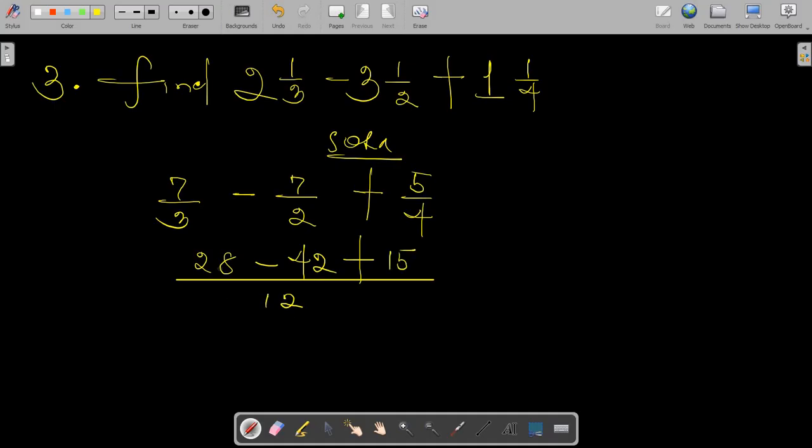So in that case, 28 minus 42, that is going to give us negative 14. Negative 14 plus 15, then we have it to be 1 all over 12. And that's definitely the answer to that question. So let's move on to the fourth question for today's class.